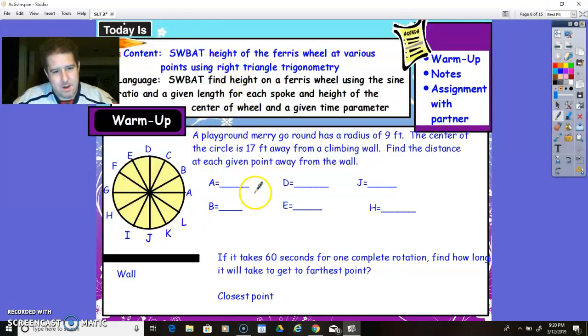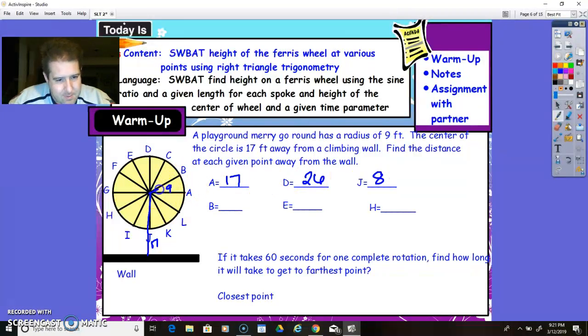Once again, we have another warm-up that's very similar to what we've been doing. The playground has a radius of 9 and a center height of 17. I'm going to start with the easiest ones. A has a height of 17 because it's the same height as the center. G also does, but that's not one of the choices. D is 17 plus 9, which is 26. I can also do J fairly easily, which is 17 minus 9, which is 8.